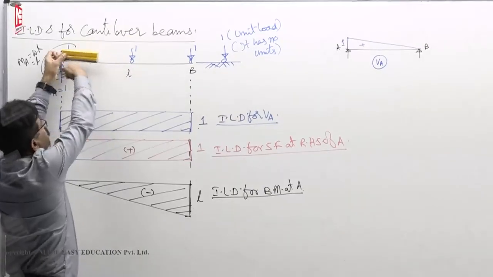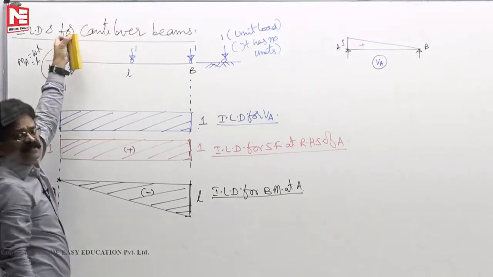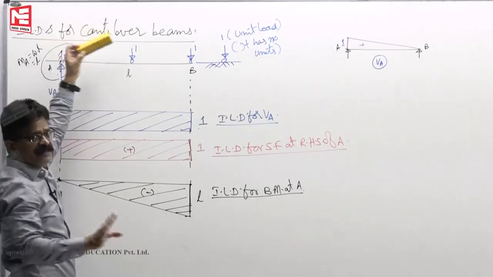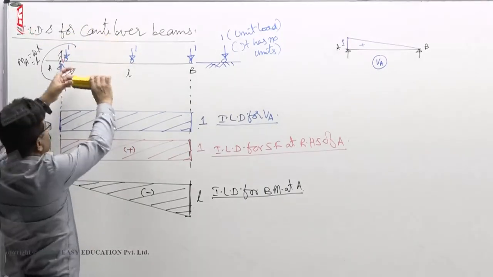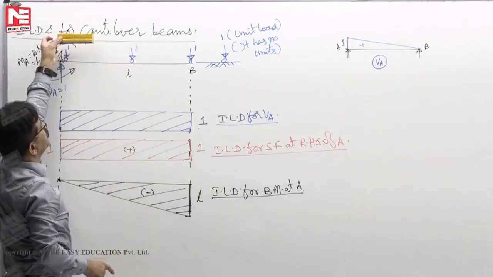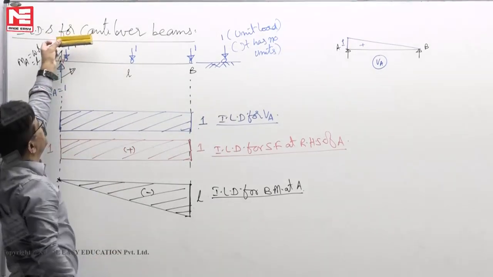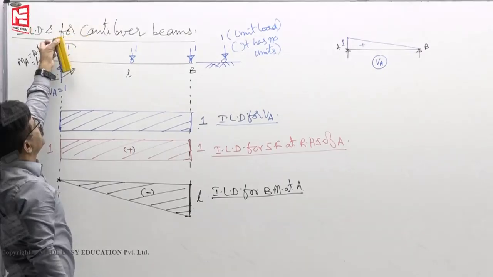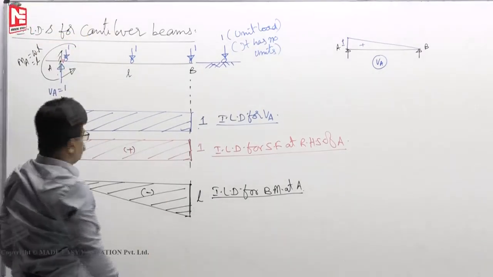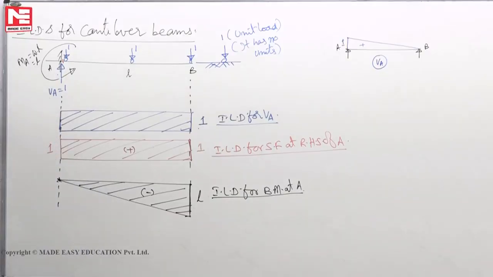If at all you release the moment also, then it will fall down like this. So we should not release the moment. Without releasing the moment, hold it tight. Now you can lift it like this. Then it will take a rectangle shape. Releasing the moment means you put a pin also like this. If you release, it will fall down. So to draw ILD for VA, you have to do like this.